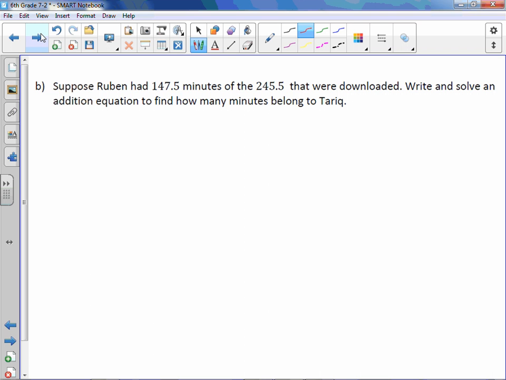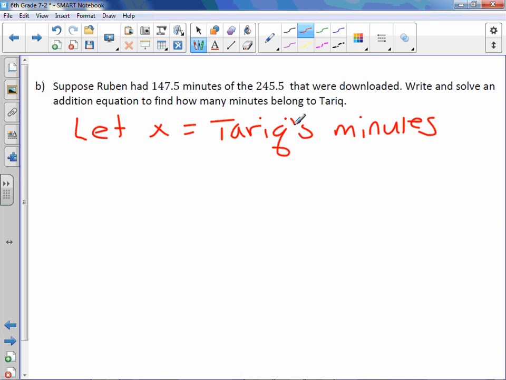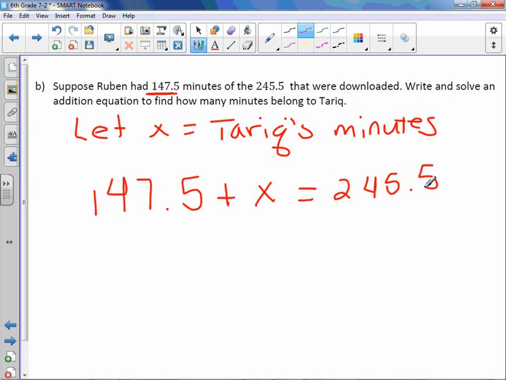Letter B. Suppose Ruben had 147.5 minutes of the 245.5 that were downloaded. Write and solve an addition equation to find how many minutes belong to Tariq. Again, let x equal Tariq's minutes. This time Ruben has 147.5. So our equation would be 147.5 plus Tariq's minutes still equals that same total of 245.5.